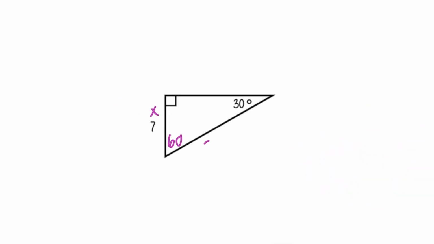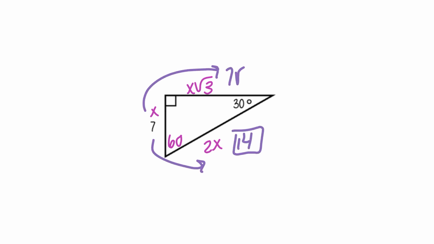It really helps to label your triangle so then it's easier to follow the pattern. Here we're given our short side, so we just need to multiply by 2 to get our hypotenuse and multiply by root 3 to get our long leg.